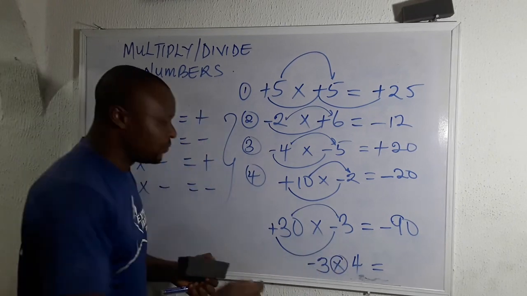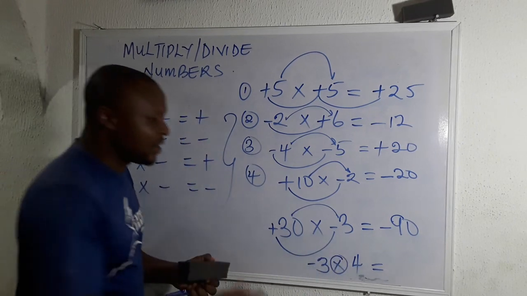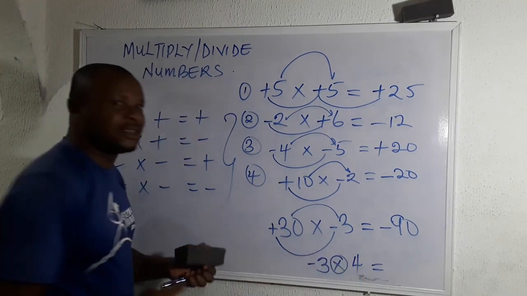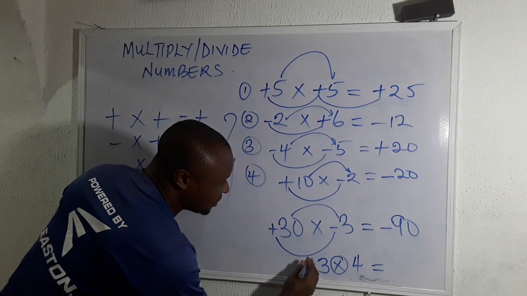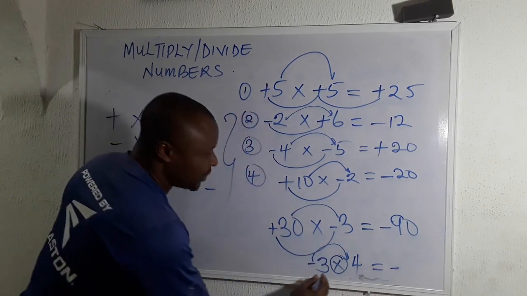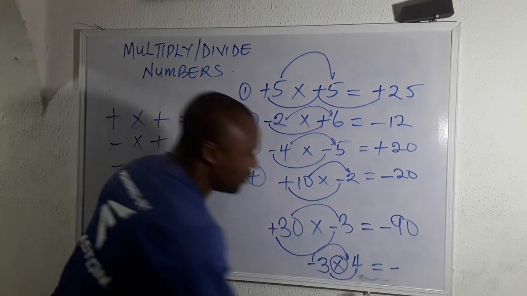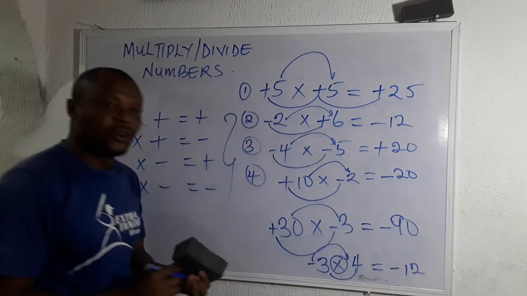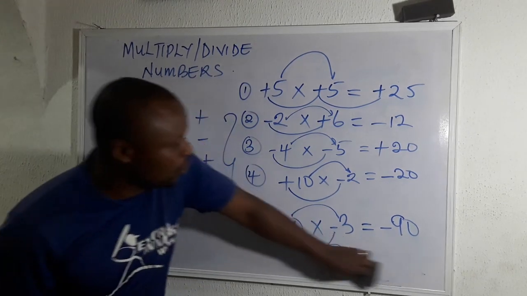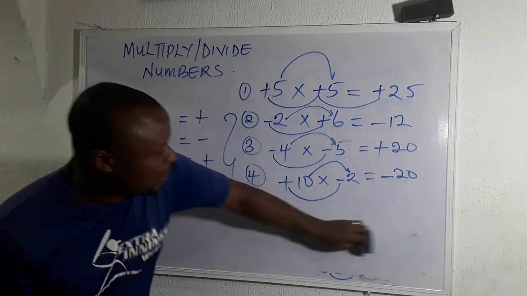Now the sign in front of 3 is a minus, while the sign in front of 4 is positive. So we say minus times the positive here, though not indicated. Now that will give us minus. Then 3 times 4 will give us 12. So that is how we multiply numbers in mathematics.